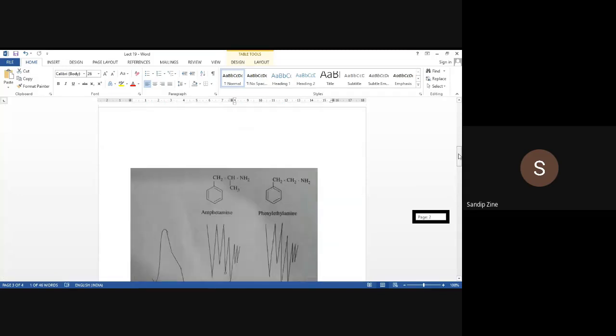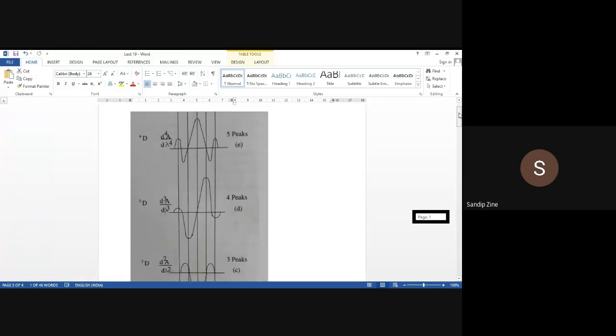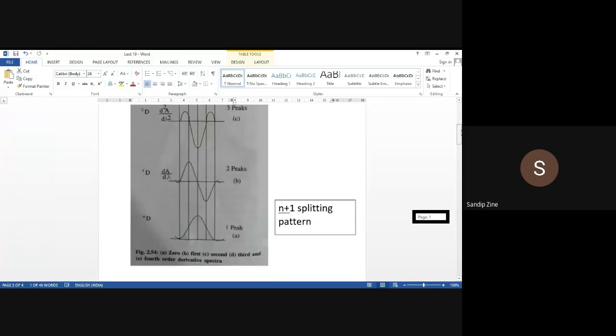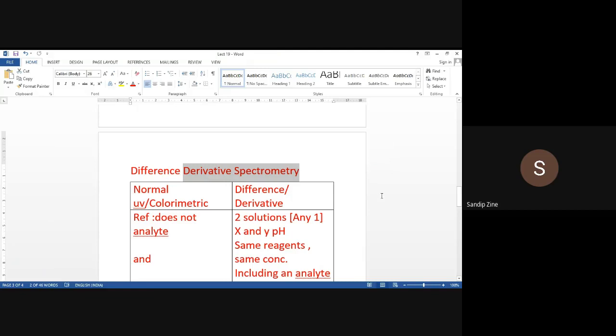So that is the overall content of our today's class. Basically 2 points we have discussed. The first one is what derivative spectrometry is, and the second point we have seen is difference spectrometry. And the third point is about difference derivative spectrometry.